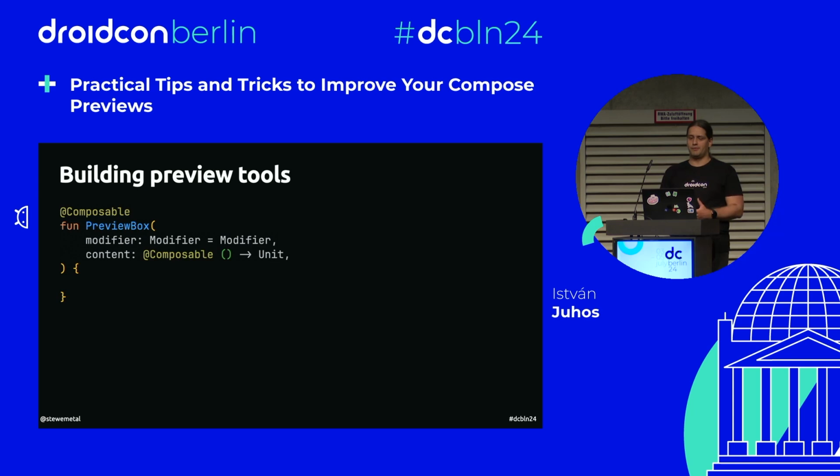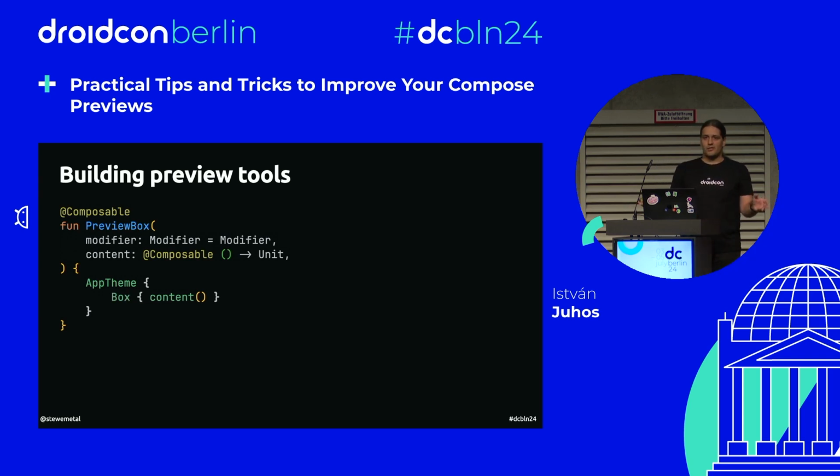So let's build this preview box. Simple composable, nothing special here. There is the modifier, there is the content. We call the content inside the app theme, and yay, we solved forgetting one line with several lines. No? If we just wanted to do this, this wouldn't be worth it. Kind of, right? So let's do more with this.